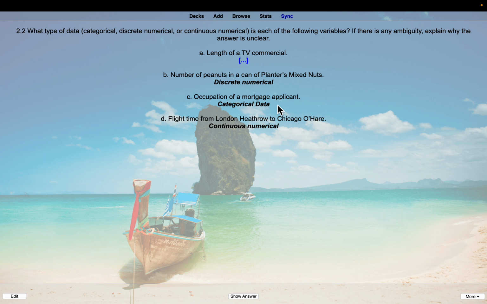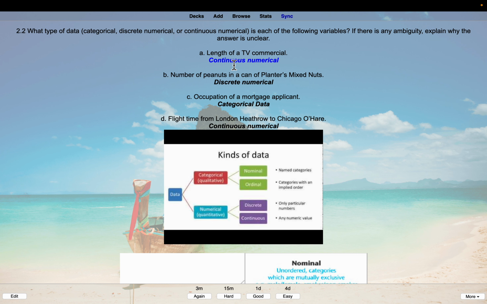Letter D, flight time from London Heathrow, I'm not sure if this is pronounced correctly by me, to Chicago O'Hare. Continuous numerical. So we're talking about time, so it has to be in digits. Continuous for some reason. Length of a TV commercial. Length. So this is definitely numerical. Continuous numerical.